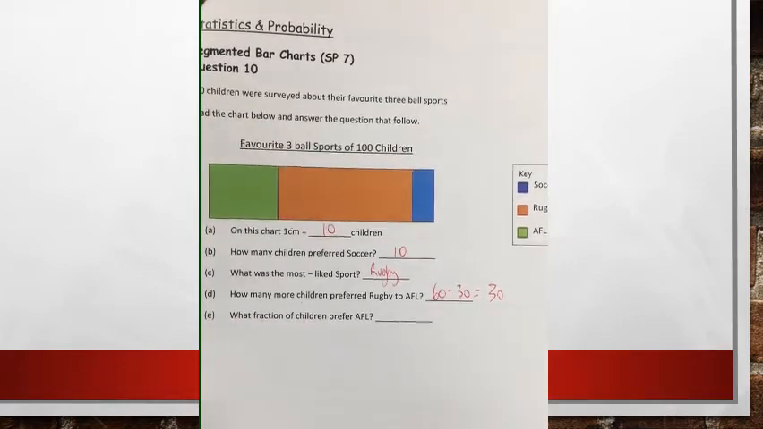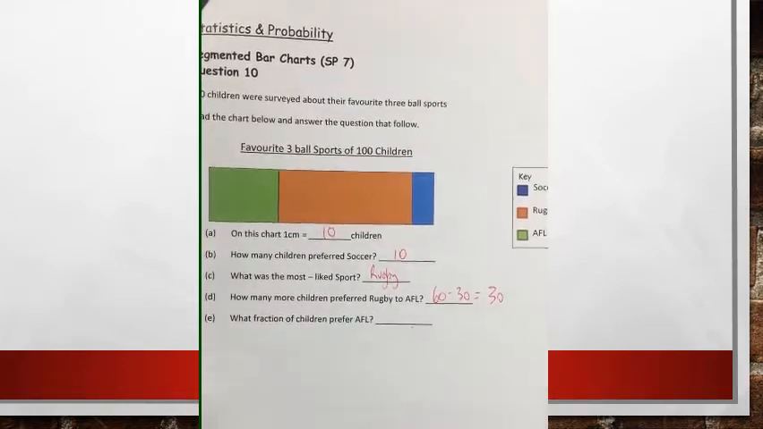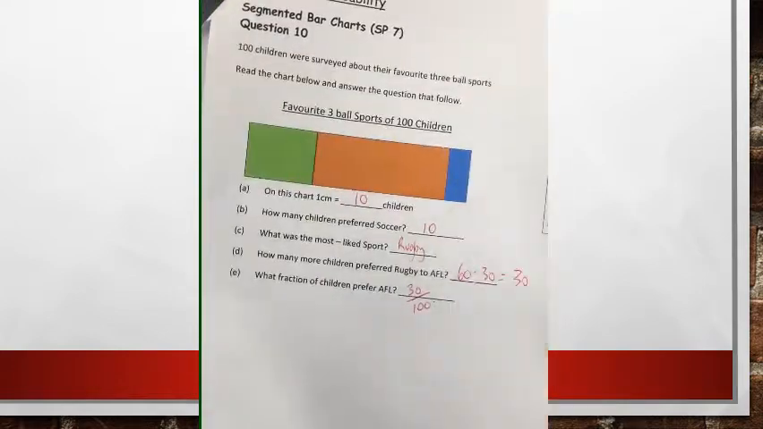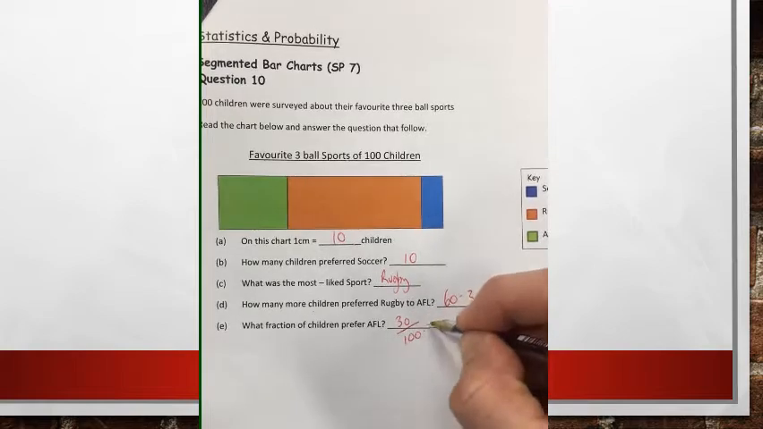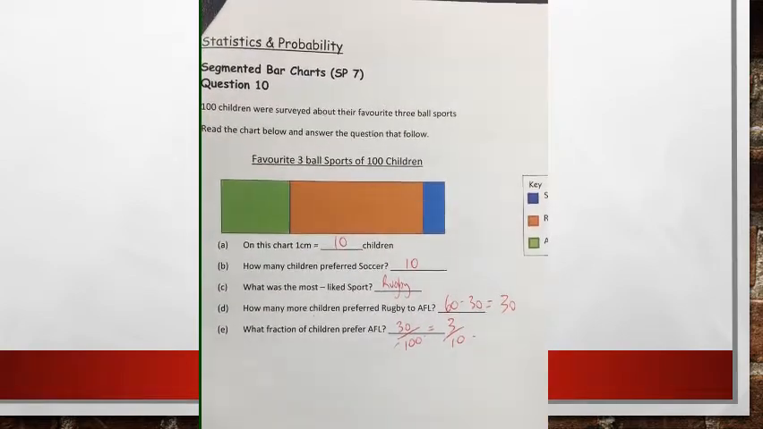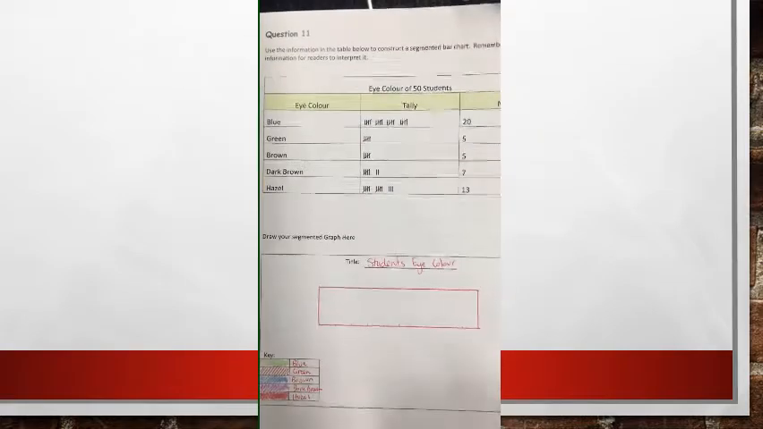What fraction then of children prefer AFL? Well, AFL we said was 30 out of 100. And we could make that easy by saying 3 over 10 if I divide both the top and bottom numbers by 10. Okay, and on to the last page.